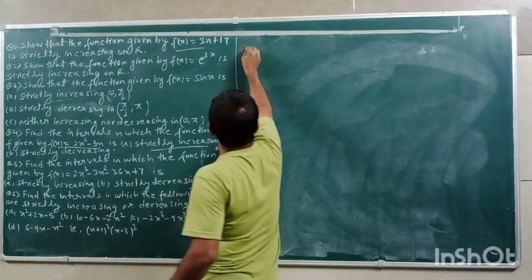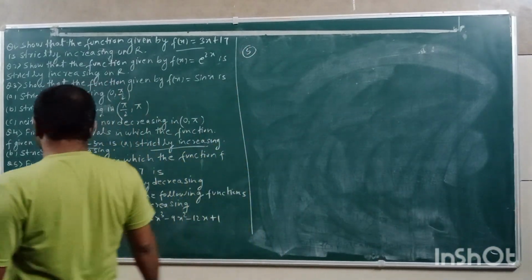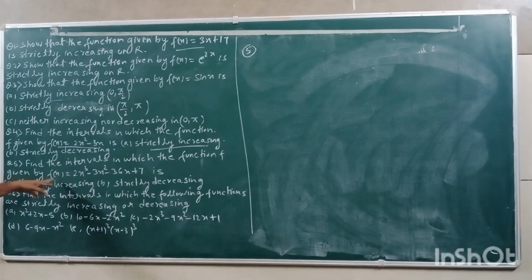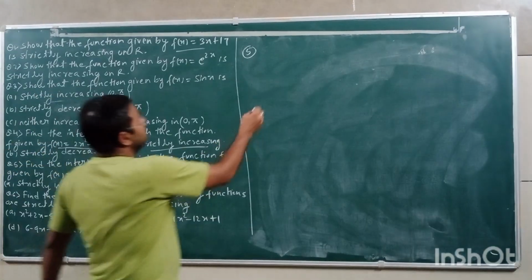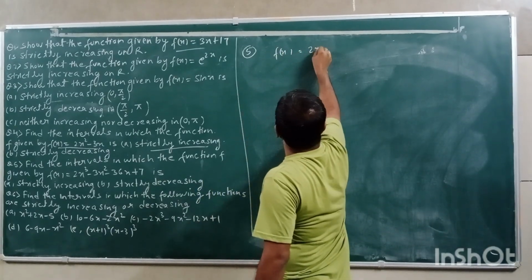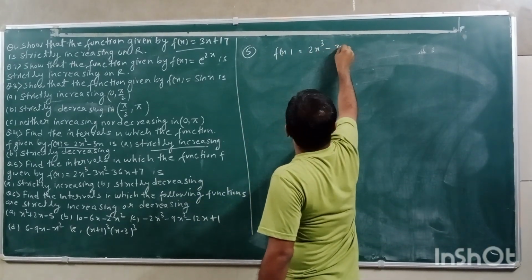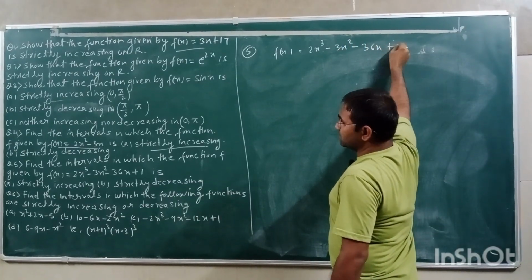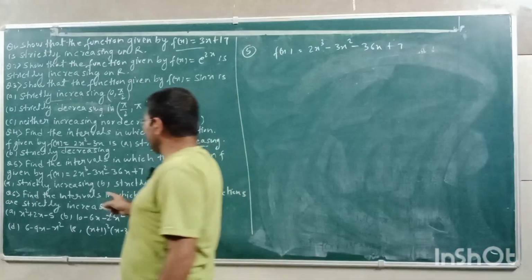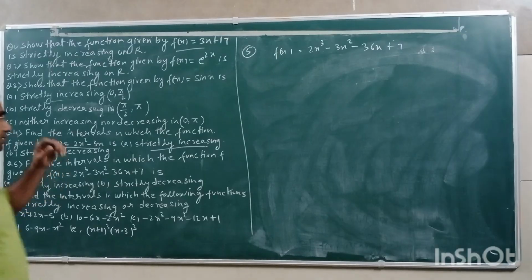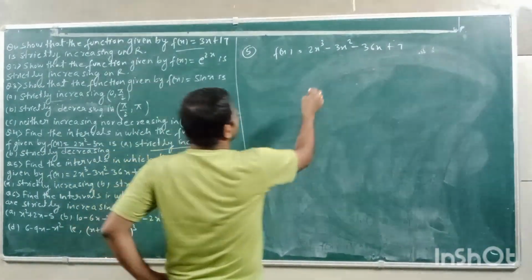Okay, now see question number 5. Question number 5 is asking to find the intervals in which the function f given by f(x) = 2x³ − 3x² − 36x + 7 is written. Now you have to find in which interval this function is strictly increasing and strictly decreasing. So here, let us see.